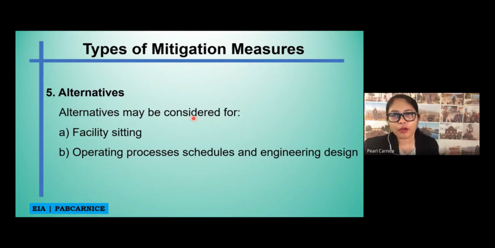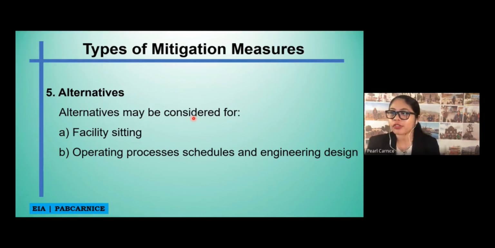The last type of mitigation measures is alternatives. For example, alternatives may be considered for facility siting or operational processes, schedules, and engineering design. So there are projects where there are adverse impacts that would lead to changing of the design of the facility. There are cases that you can do that.